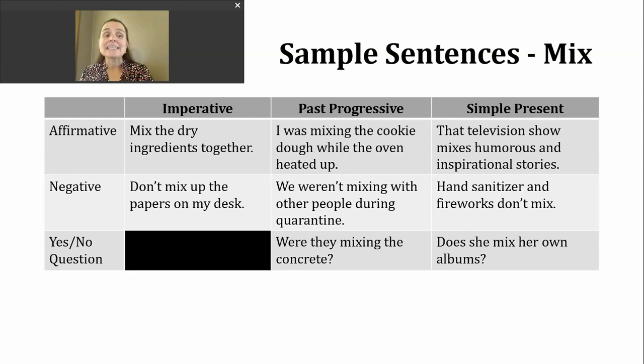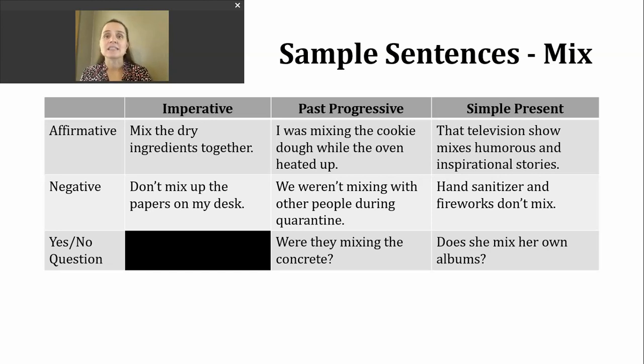If I want to make a negative imperative, I'm going to start with don't and then use the base verb. Here's an example sentence. Don't mix up the papers on my desk. There isn't a way to ask a question that's a command, so we're not going to do that. Instead, we'll move to the past progressive.